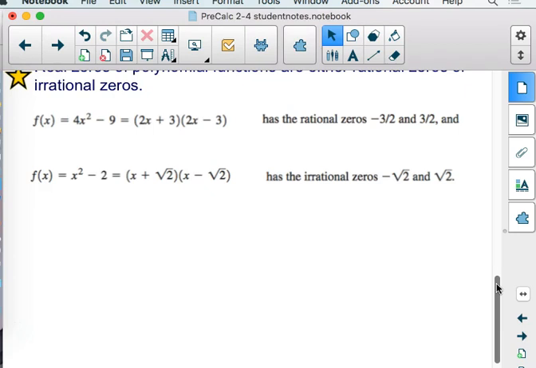They will be rational because remember the root word of rational is ratio. And that means something that you could write as a fraction. And that one would be negative 2 halves and positive 2 halves. But if you get a zero like 4, that's still considered rational because you can write it as 4 over 1. So they're the nice ones, you know.